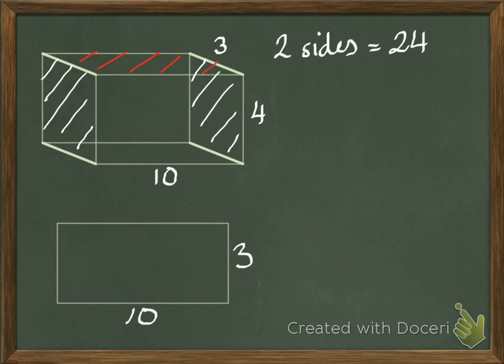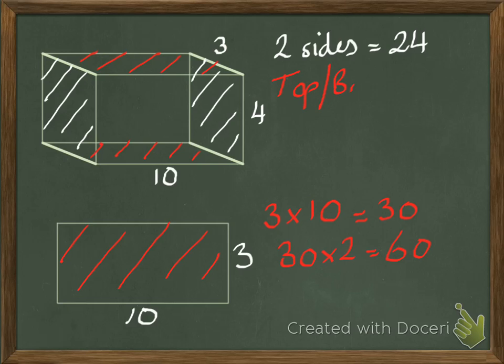And so let's do the calculation for that. We'll colour code that. This is the top we're doing. So that's 3 times 10. But obviously we've got the top and we've got the bottom as well. So we've got 3 times 10, which is 30, and then we've got 2 of those, so 30 times 2 equals 60. So now we've got top and bottom, and that equals 60. Okay, we're nearly there.